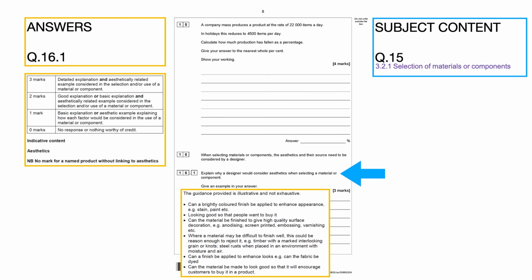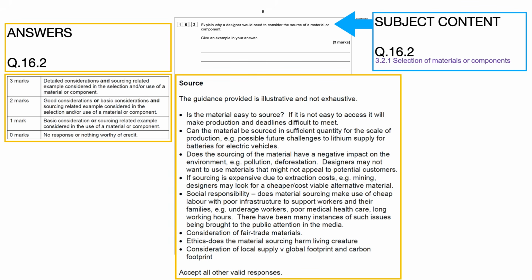Bullet point 5, can a finish be applied to enhance its looks? For example, can fabric be dyed? And lastly, can the material be made to look good so that it will encourage customers to buy it in a product? Moving on to 16.2, explain why a designer would need to consider the source of a material or component.